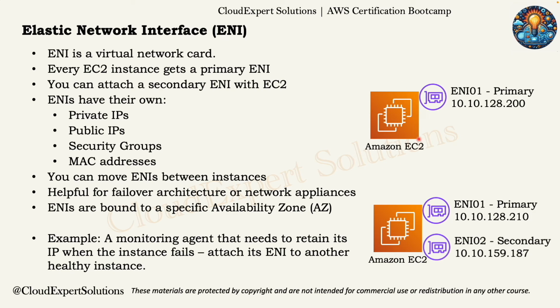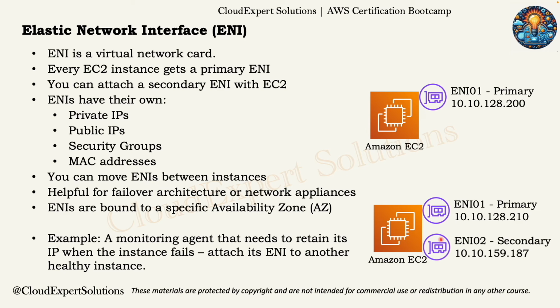In this example, I have two EC2 instances, and let's assume my monitoring agent is running on this EC2 instance. If I have a high availability setup for that EC2 instance and it crashes, a new EC2 instance will be automatically launched into a different availability zone. Now you can automatically detach that ENI from the old EC2 instance and attach it to the new EC2 instance. This way, you can create a fault tolerant architecture if you have a requirement.